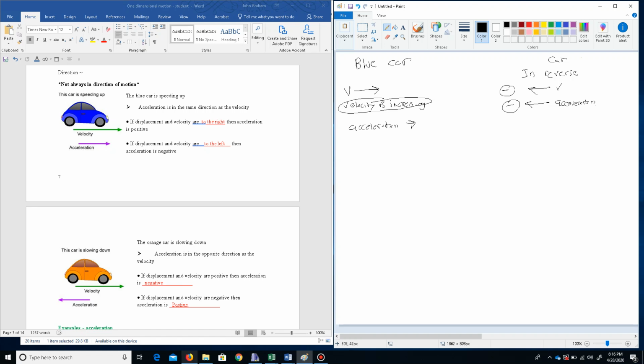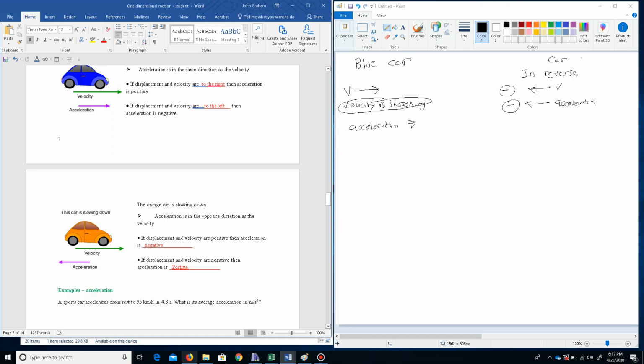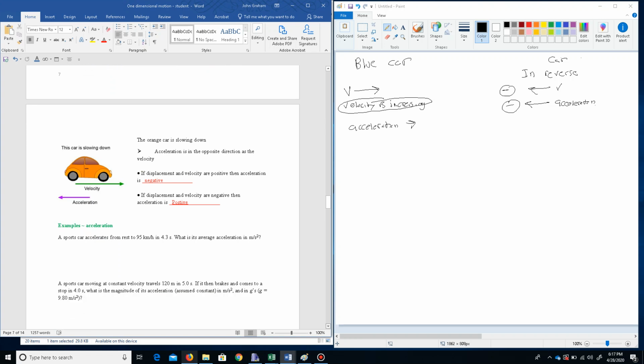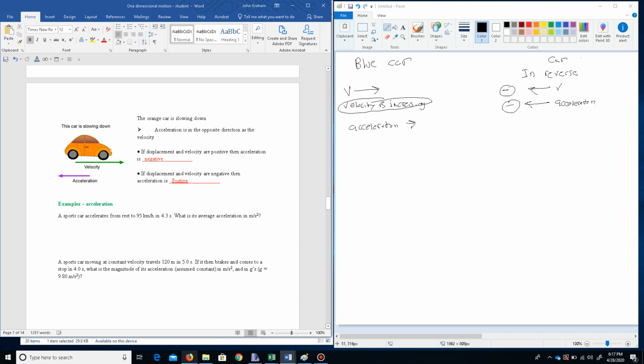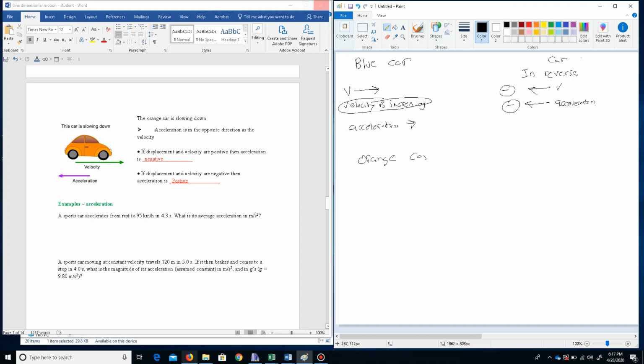Now, when a car is slowing down, so we get down to this orange car. Here, the velocity and acceleration are opposite. So when the velocity is in the positive direction, but it's slowing down, and in this case braking, your acceleration is going to be backwards. So your acceleration is going to be negative.